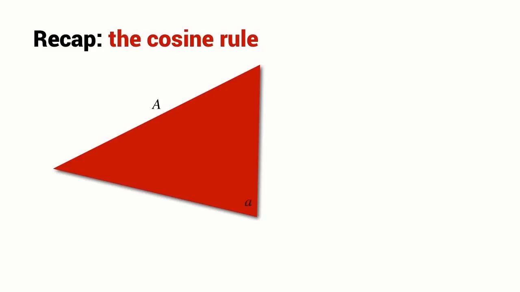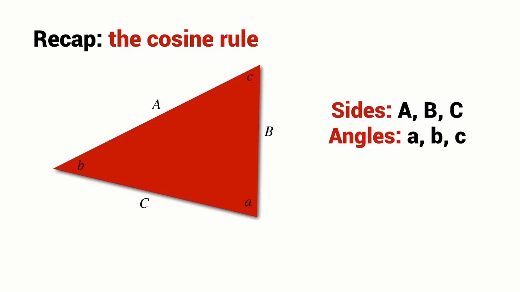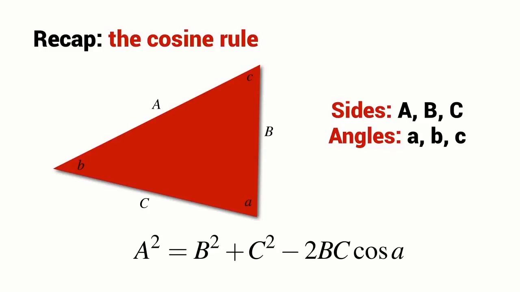And we're going to label the length of this edge as A, and the angle opposite that edge we're going to label as little a. And we do the same for this edge and this angle, and this edge and this angle. So altogether, the sides are labelled capitals A, B and C, and the angles are labelled little a, little b and little c. So the cosine rule is simply this relationship here. It's a bit like Pythagoras' theorem, except for this extra term on the end with the cos A in it.